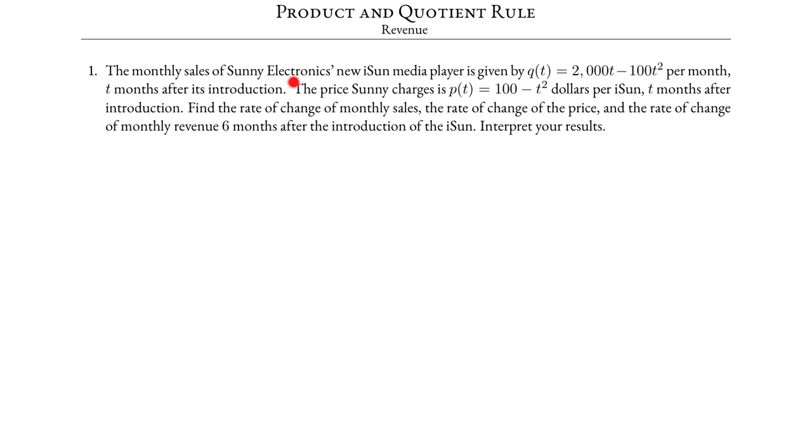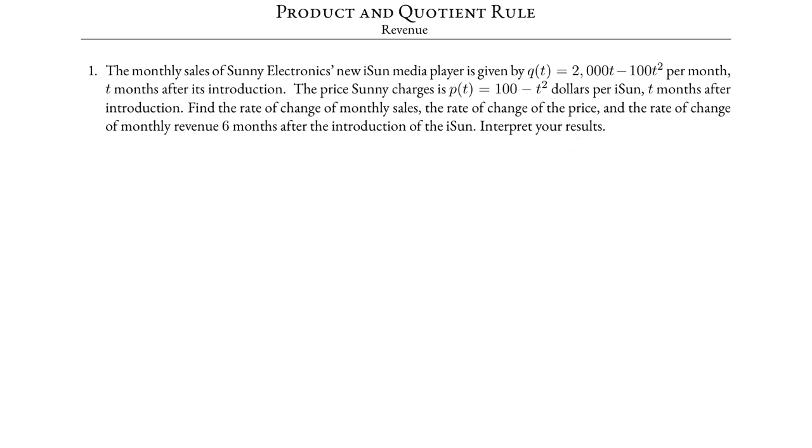The monthly sales of Sony Electronics' new ISON media player is given by Q of T equals 2000 T minus 100 T squared per month, T months after its introduction. The price Sony charges is P of T equals 100 minus T squared dollars per ISON, T months after introduction. Find the rate of change of the monthly sales, the rate of change of the price, and the rate of change of the monthly revenue 6 months after the introduction of the ISON, and interpret your result.